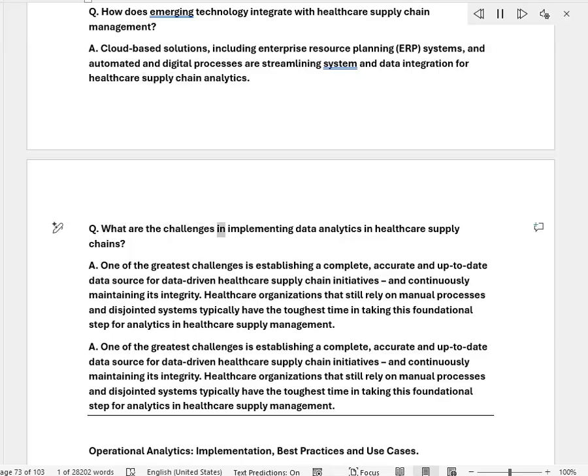Q. What are the challenges in implementing data analytics in healthcare supply chains? One of the greatest challenges is establishing a complete, accurate, and up-to-date data source for data-driven healthcare supply chain initiatives, and continuously maintaining its integrity. Healthcare organizations that still rely on manual processes and disjointed systems typically have the toughest time in taking this foundational step for analytics in healthcare supply management.